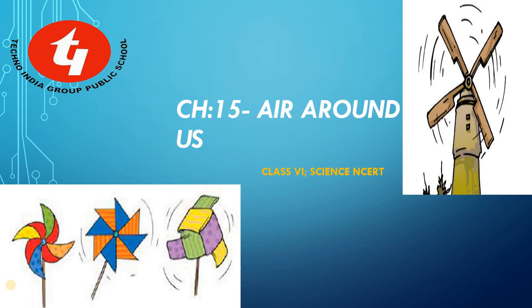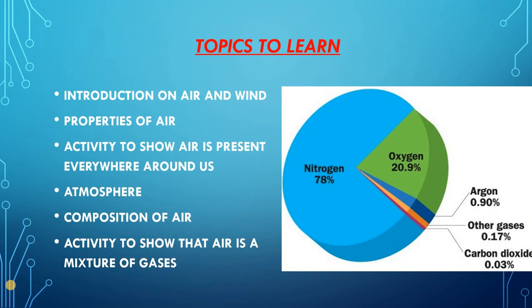So today we will be starting with a new chapter of your science NCERT book, that is chapter number 15, Air Around Us. Okay. So let's see what we are going to learn today. Today at first we will be learning about a short introduction on air and wind. Then we will be learning about the properties of air in brief. Then an activity to show that air is present everywhere around us.